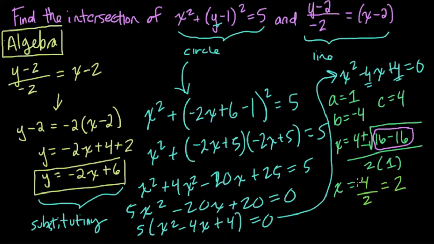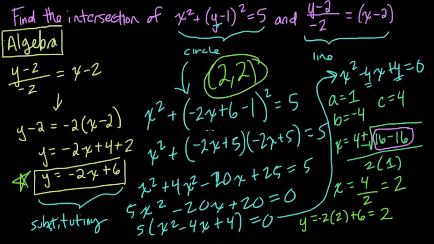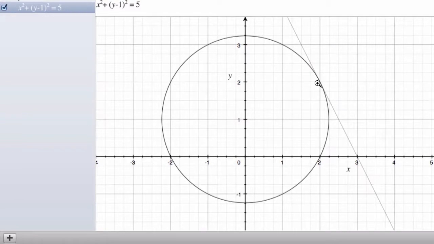Now to find the y value, I'm just going to plug it into the easier of these two equations, which is my rewritten form of the line over here. If x is 2, what's y? Well, y equals negative 2 times 2 plus 6. Negative 2 times 2 is negative 4, plus 6 is 2. And that's our point. That's exactly 2, 2, where these two equations meet, and we saw that right here on the graph. All right, hope that helped.